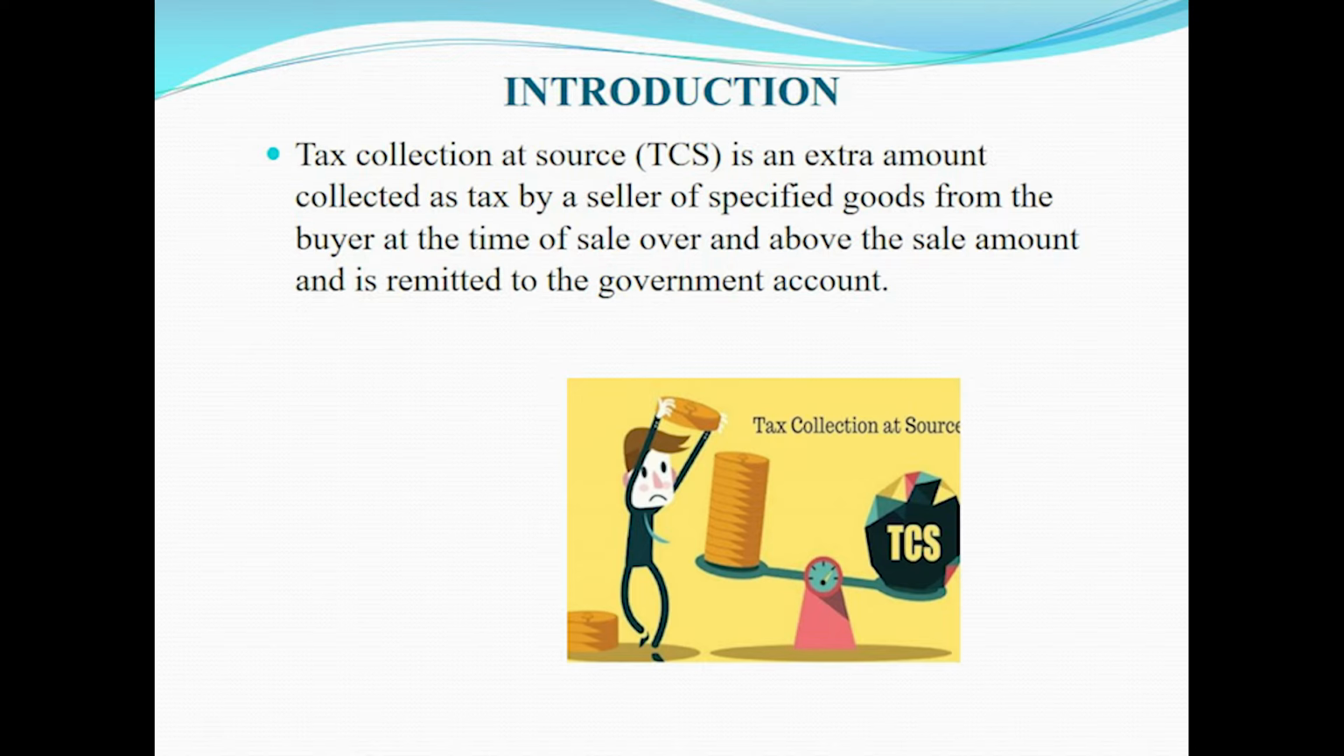What is tax collected at source? Tax collection at source simply means the amount of tax which has been collected by a seller of specified goods from the buyer at the time of sale, and when it is over and above the sale amount, that is remitted to the government account.